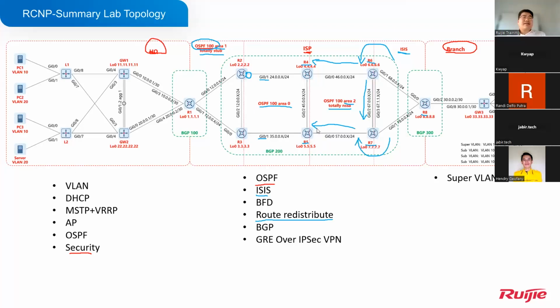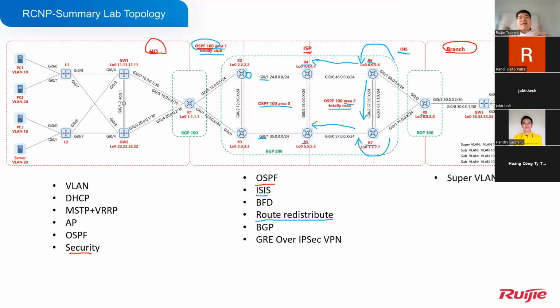And for ISIS, it's the same. All the ISIS neighbors can learn the OSPF routes. In this way, all the routers in the ISP, from R1 to R8, can learn the IP routes in the network. Okay, this is about route redistribution.